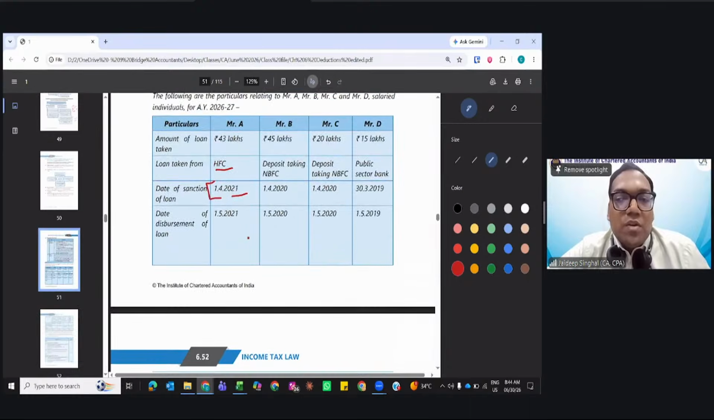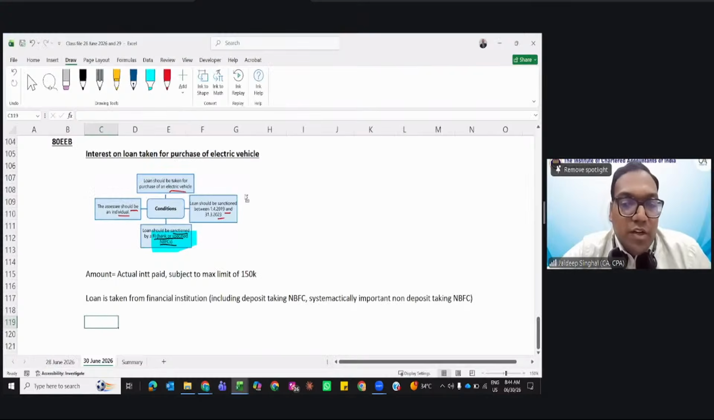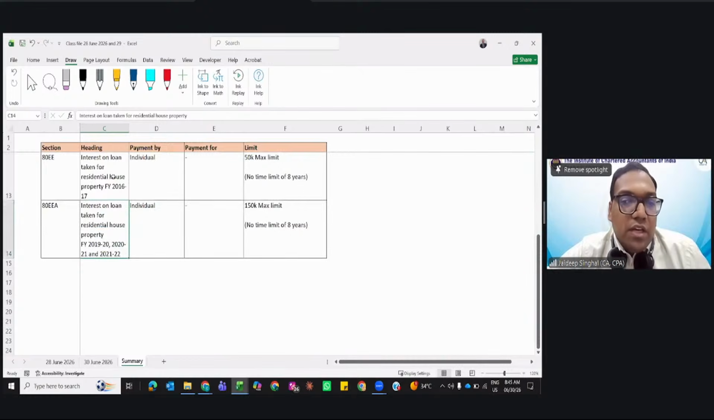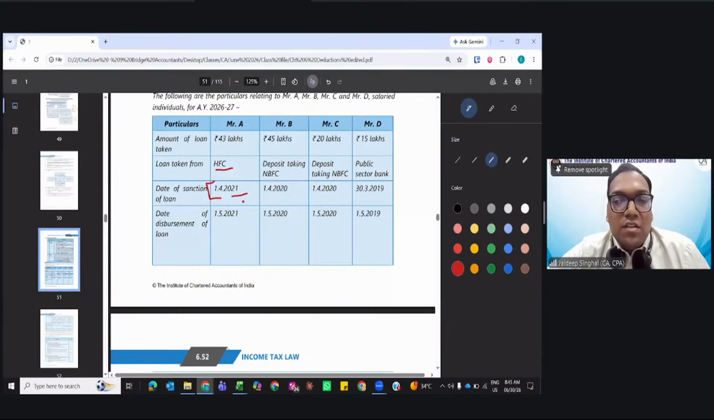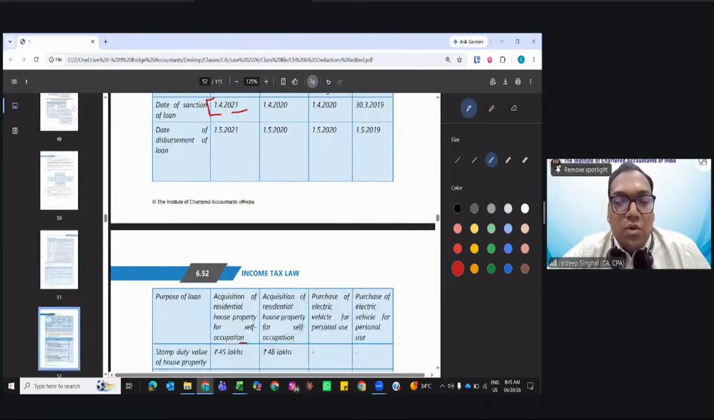Tell me, the loan is sanctioned. Please, everyone, focus here. Loan is sanctioned on 1st of April 2021. Now, is this covered here? Yes, 1st of April 21 is covered here. We can take deduction under 80EEA. Vishakha, note 80EEA. The loan is sanctioned on 1st April 21. Right?